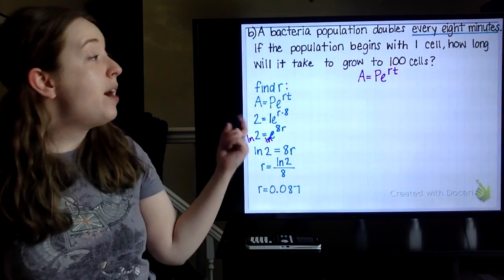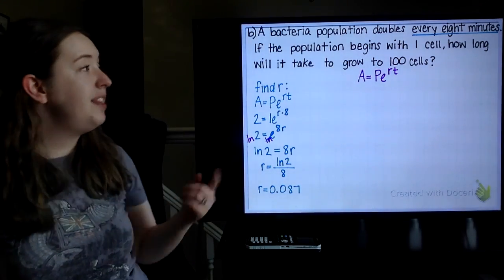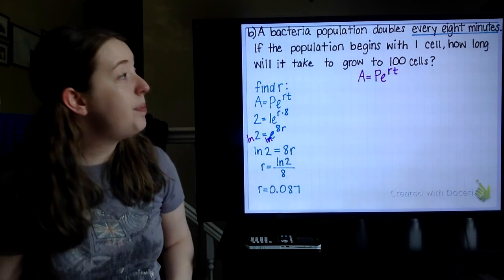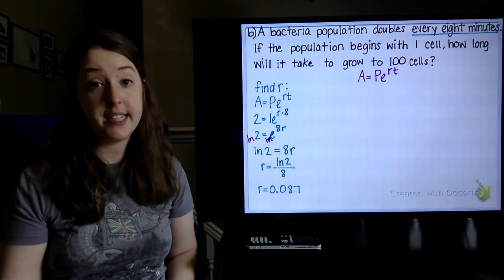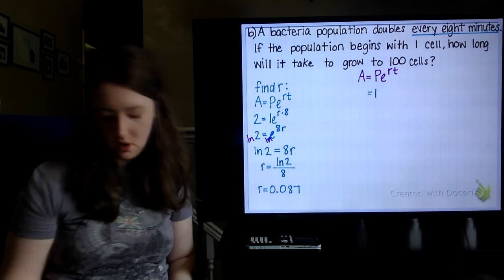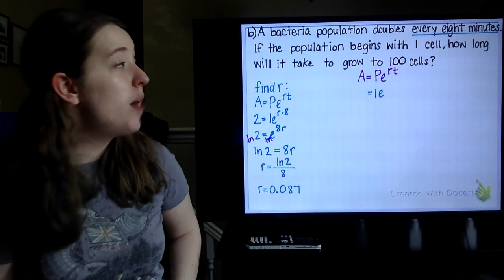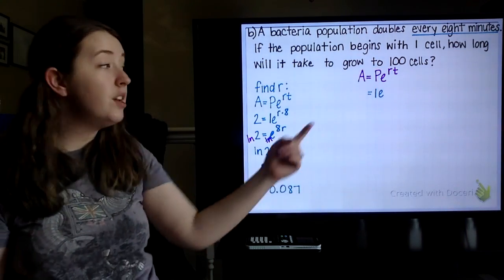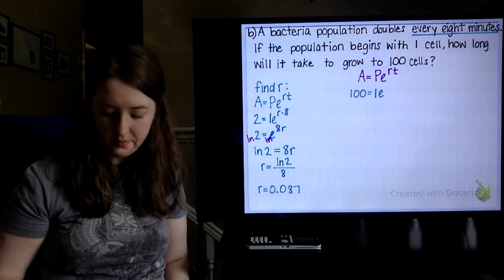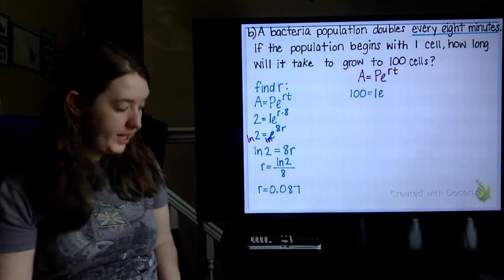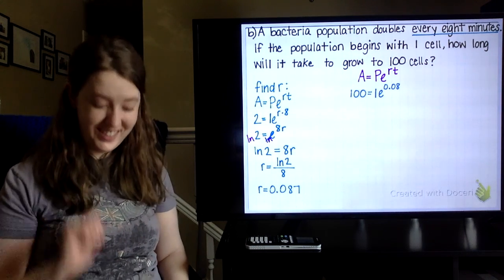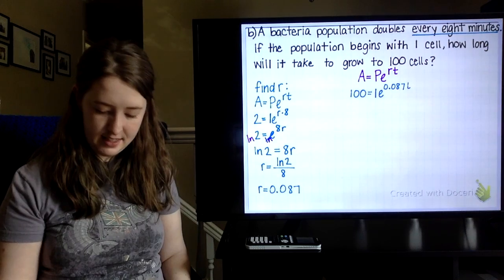Okay, so now we want to go through and solve for t now that we have these pieces of information. So we know that the population begins with one cell, so that's how much we started with, so that's kind of the principal. We want to know how long it takes to get to 100 cells, so that means that A is 100. That rate is my 0.087, there we go, t.